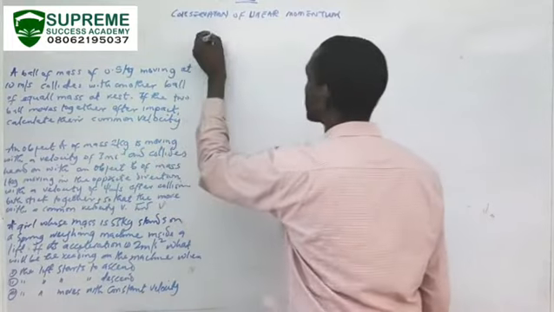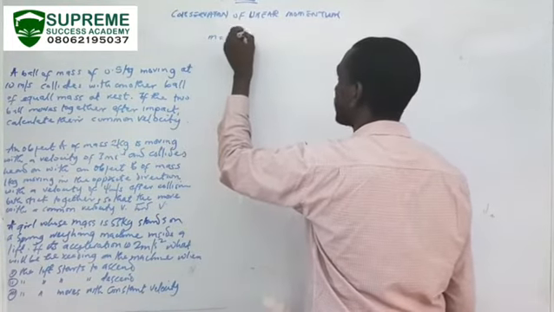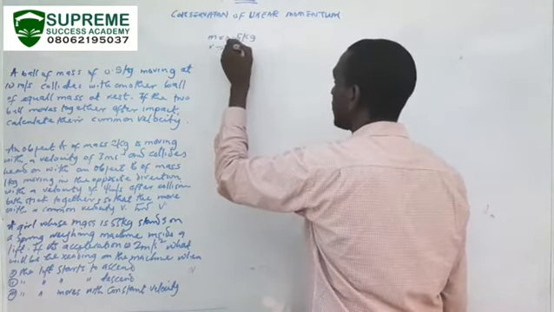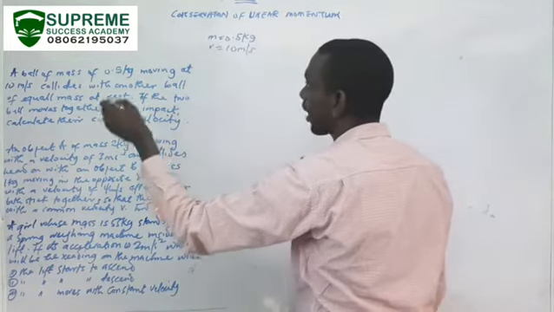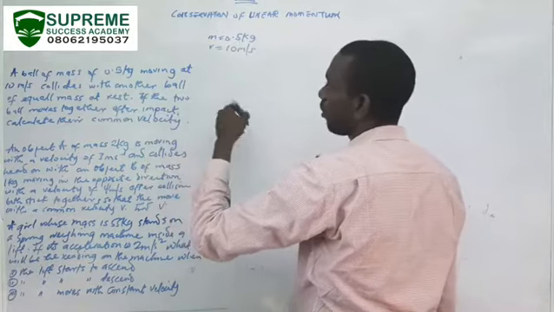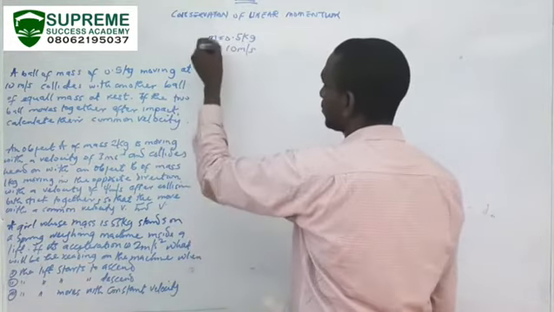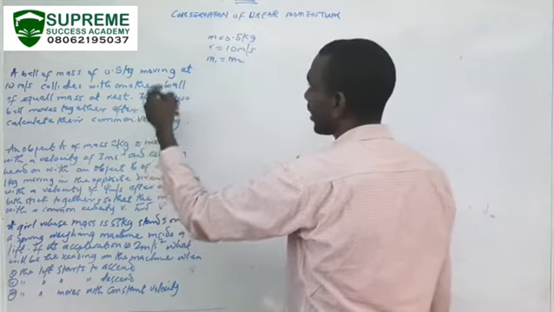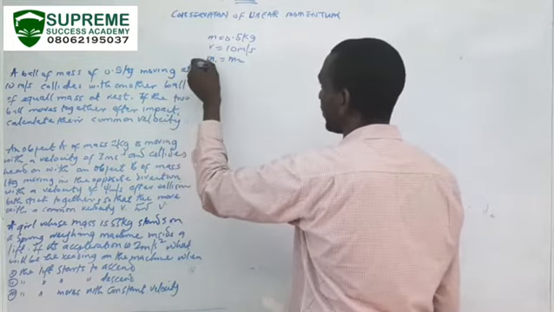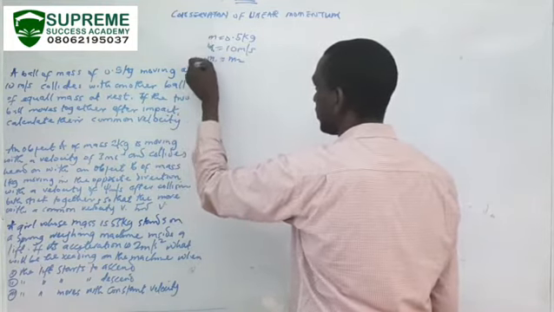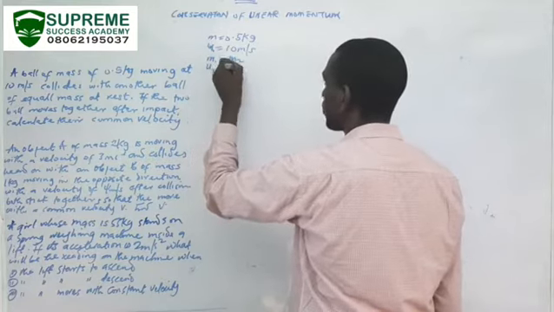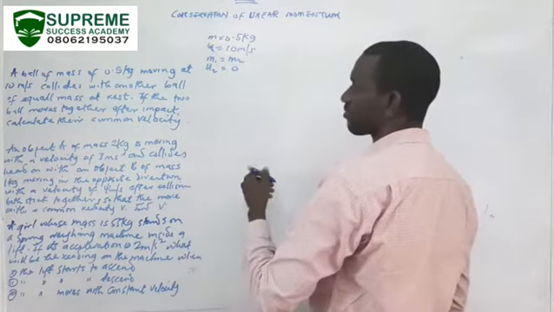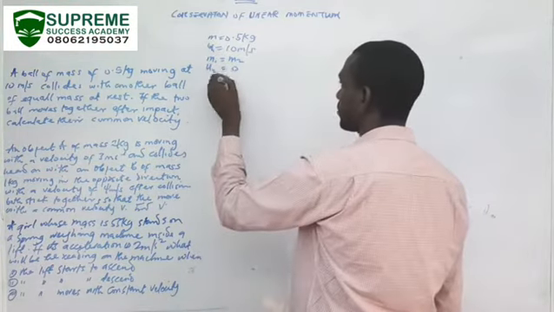A ball of mass 0.5 kilogram moving at velocity 10 meters per second collides with another ball of equal mass at rest. So M1 equals M2. And they said the other one is at rest. So that is to say your U2 equals 0. If the two balls move together after impact, what is their common velocity?